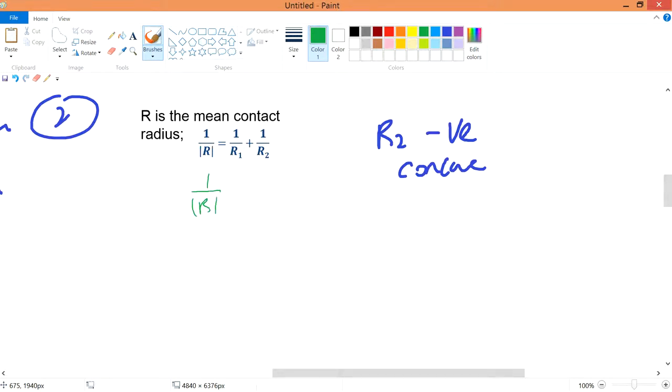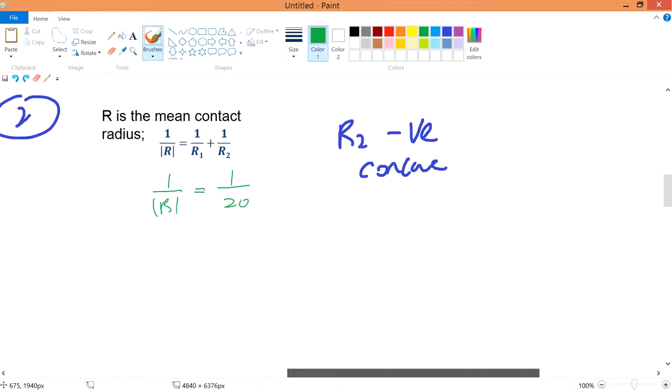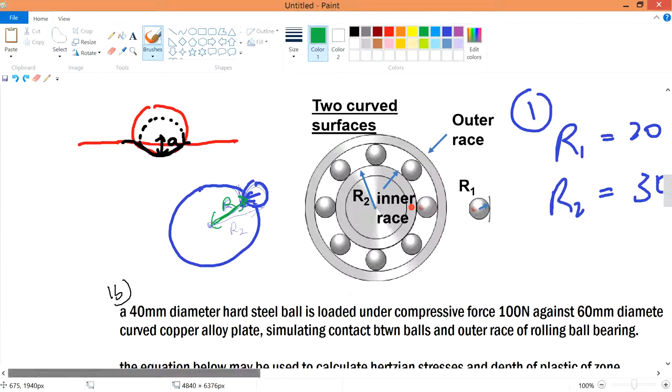So I think it's pretty straightforward already. R1 we know is 20. Just now we have shown you R1 definitely is the radius of the ball bearing. R1 is 20 millimeter, while R2 is 30 millimeter. So I'll just sub it in straightforward. Take note that it's a minus because it's concave. Sorry, is it concave or convex? Yeah, concave, because you have this shape.